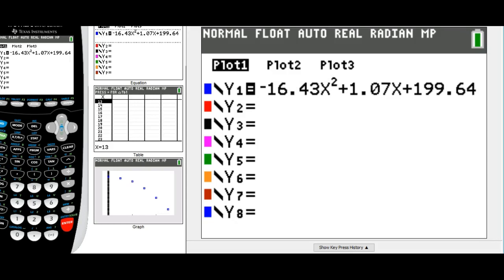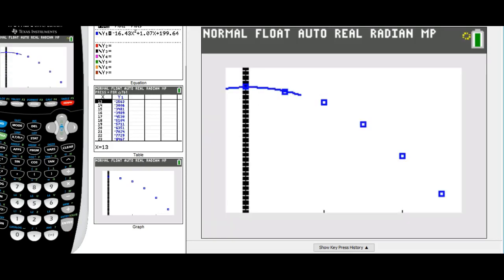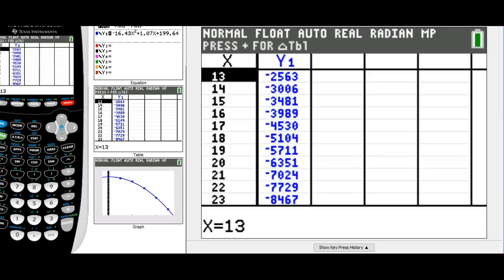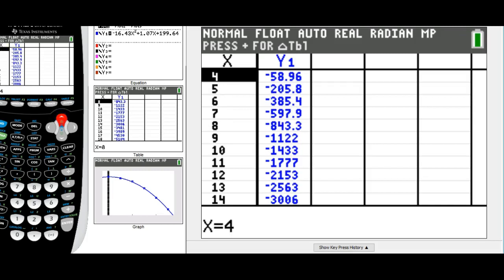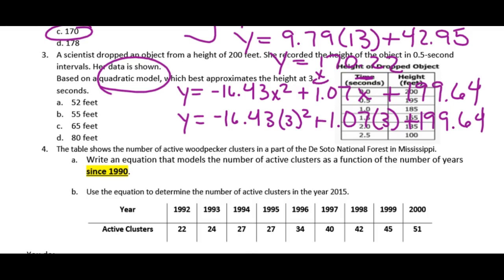I could look at the graph. I don't need to. See, it follows that perfectly, which the linear one wouldn't have. This one actually connects all those dots. But what I want to do is go to second graph and take a look at that table and look where x is 3, because that was the input they were asking for. What is y? When x is 3, y is 54.98. So if I look at my answer choices, that would be 55.